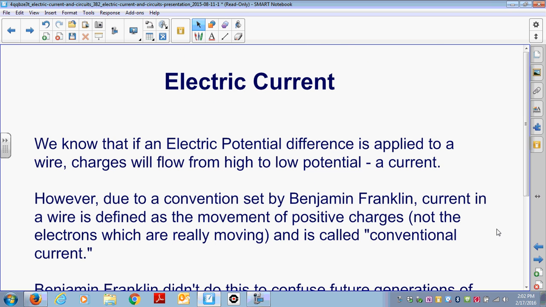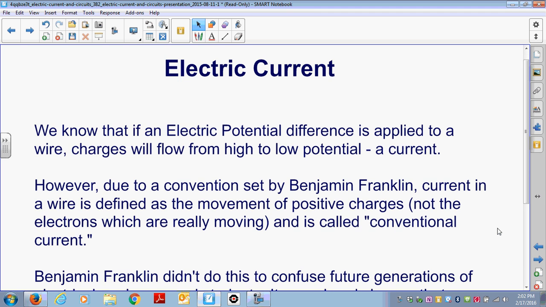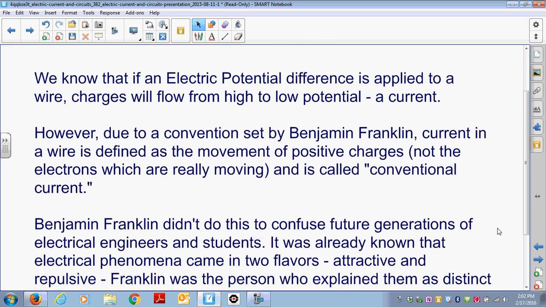We know that if an electric potential difference is applied to a wire, charges will flow from high to low potential, which is called a current. However, due to a convention set by Benjamin Franklin, current in a wire is defined as the movement of positive charges, not the electrons, which are actually the ones moving. We call this conventional current.